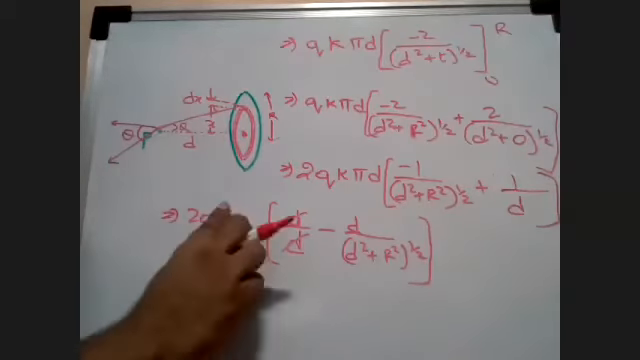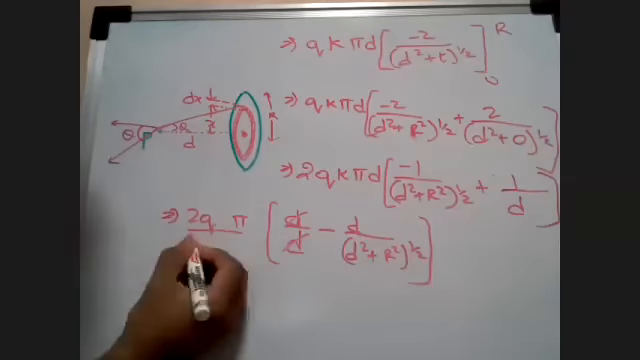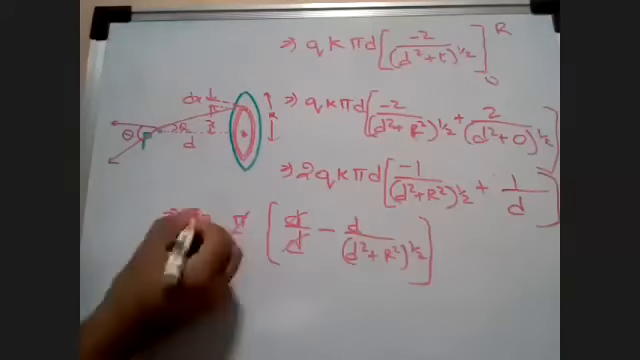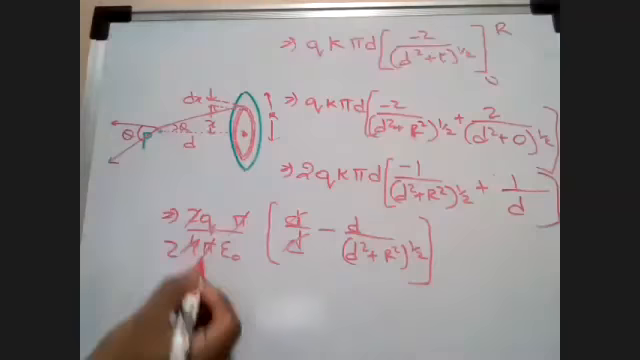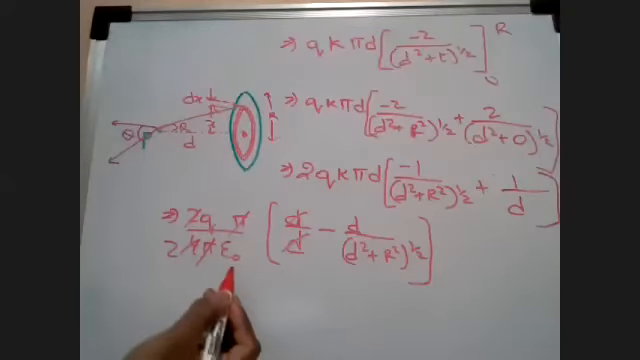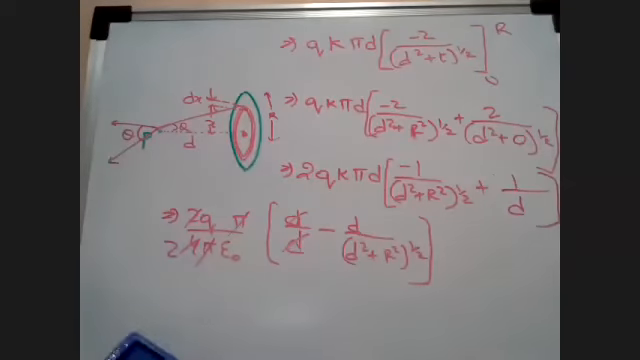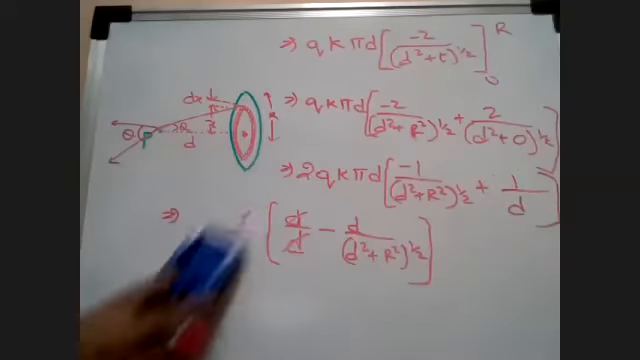And what can I write k as? K I can write as 1 upon 4 pi epsilon naught. So pi and pi get cut. This will get divided by 2. What will remain here? Q upon 2 epsilon naught. Yes, sir. Okay, so I'll write Q upon 2 epsilon naught.